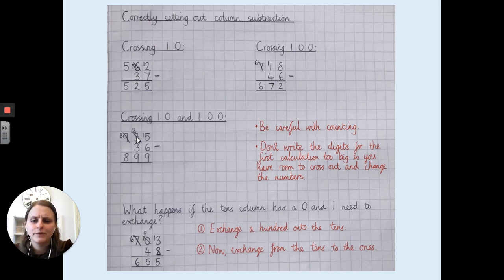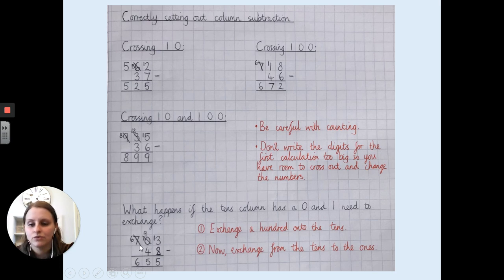Okay, now, something which we have found quite tricky when we've been in class. So, what happens if the tens column has a 0 and I need to exchange? So what I mean by this is if in my ones column, I've got a number that's smaller than the one underneath, so 3 being smaller than 8, therefore I need to do an exchange, but I've got no 10s, so I can't exchange from the 10s column, so what do? Well, instead, I'm going to exchange from my 100 onto the 10s.